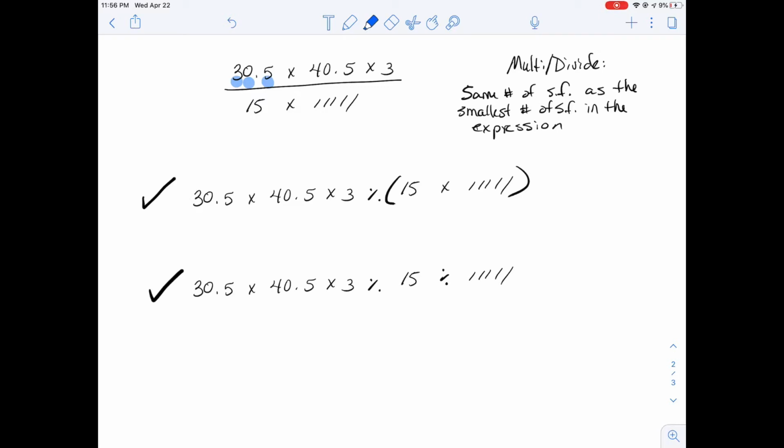Let's count some more. 1, 2, 3, 1, 1, 2, 1, 2, 3, 4, 5. So the one that is going to tell us how many Sig Figs is the 3. This has 1 Sig Fig, so our answer needs to round to 1 Sig Fig.